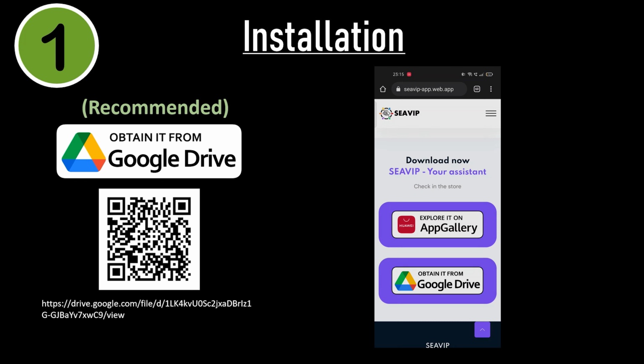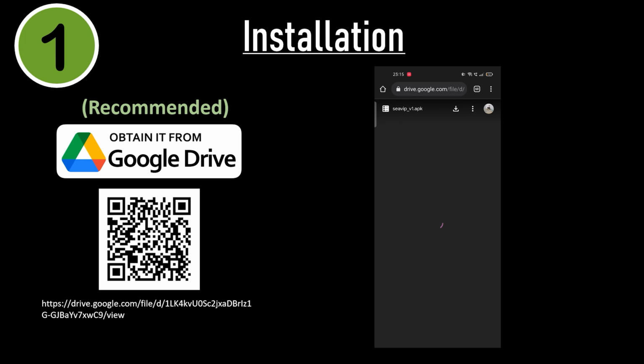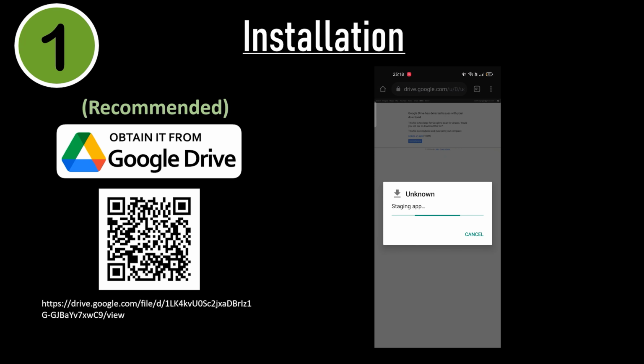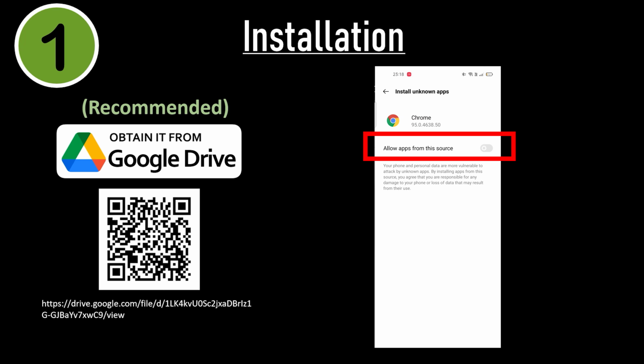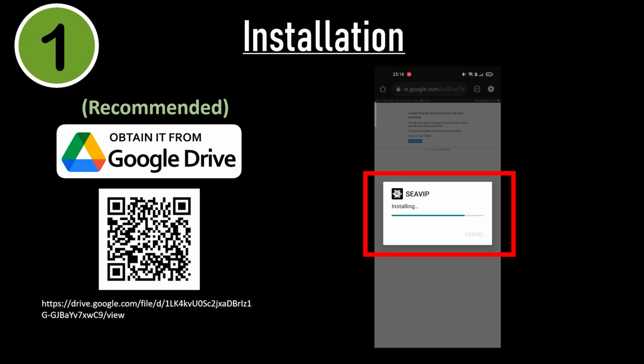First, you may enter the Google Drive link in your browser or scan the QR code and open the edited URL link in your browser. Second, press the download and wait until it's done. Third, please allow the installation from the browser in the setting. Fourth, continue the installation process. The installation process is completed.